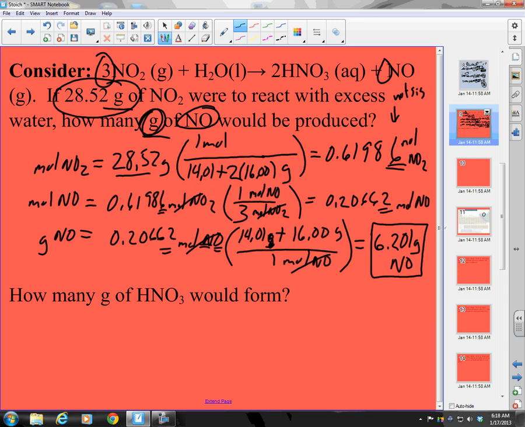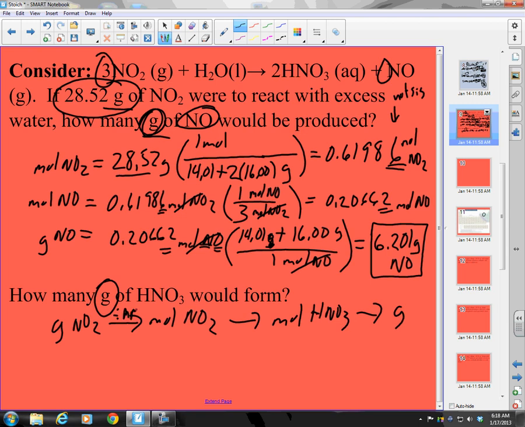I like it. How many grams of nitric acid would form? Well, what do I have to do? Same process. I start off with my grams of NO2. I convert that to moles of NO2. I'm going to convert the moles of NO2 to moles of HNO3. And I'm going to convert moles of HNO3 to grams. How do I do that? Divide by molar mass, mole ratio, multiply by molar mass of HNO3 in this case, right?